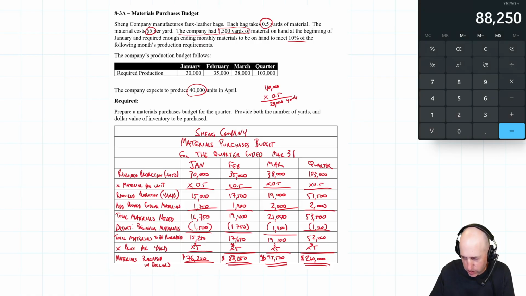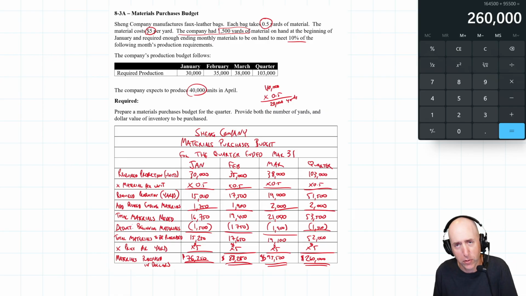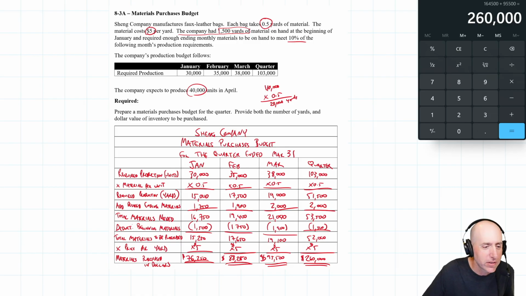And we can quickly double check that we didn't make any mathematical errors by adding across. It's very possible for this to work and still have an error somewhere, but it's a nice little error check, adding from left to right. That bottom row does add to 260, so it's calculated the same both ways. Doesn't mean we got it right, but it's a good sign. Okay, that's it. We've completed A3A. We've completed our materials purchases budget.